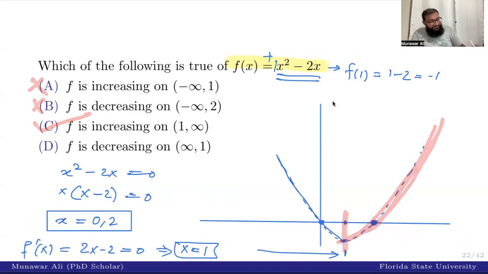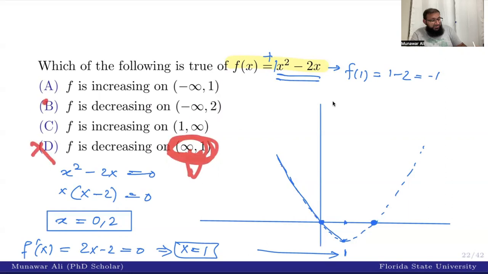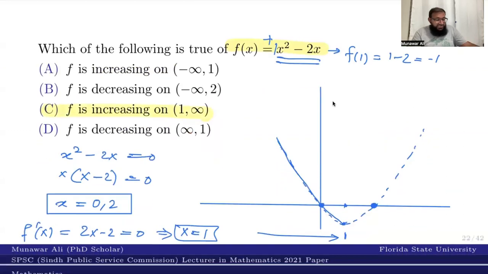These two are not. F is decreasing from infinity to 1. You cannot write this, because infinity is bigger than 1. So this option is wrong, and this option is wrong. The correct option is C. And you're good to go. So we discussed question number 20.